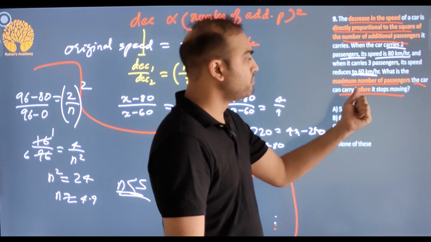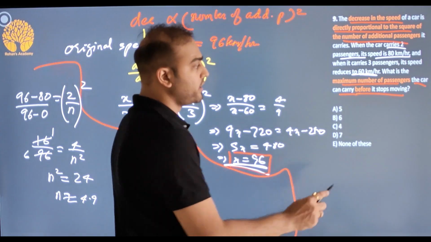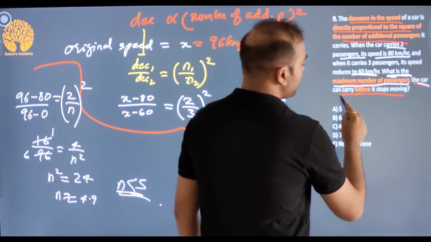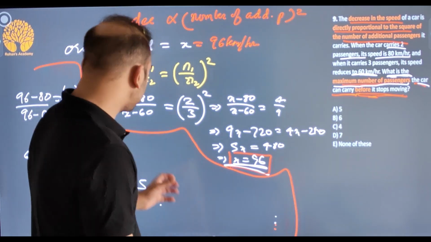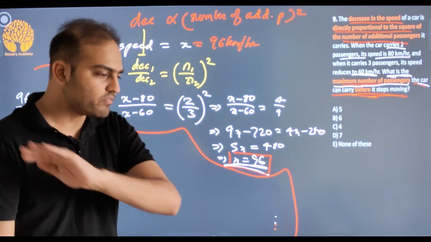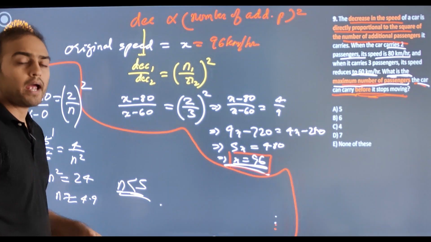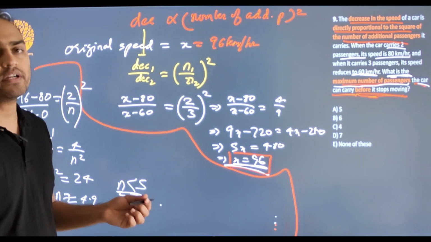Alright, now the question comes: what is the maximum number? Reading the question line is extremely important. What is the maximum number of passengers the car can carry before it stops moving? If the car carries 5, it will stop moving for sure, because my answer is coming 4.9. At 4.9 it stops. So if it carries 5, 100% it stops.